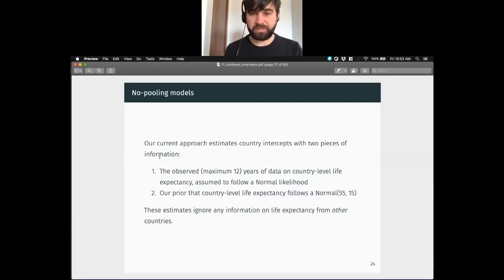So we get those 12 years of data on country level life expectancy that are assumed to follow the normal likelihood. We get the prior, and that's the only information that each intercept is using. It's only using those 2 pieces of information. And they ignore information on life expectancy from other countries. Right? So it's a within unit model. Sometimes you'll hear these as between and within. The no pooling model is a between country model. The no pooling model is a within country model.